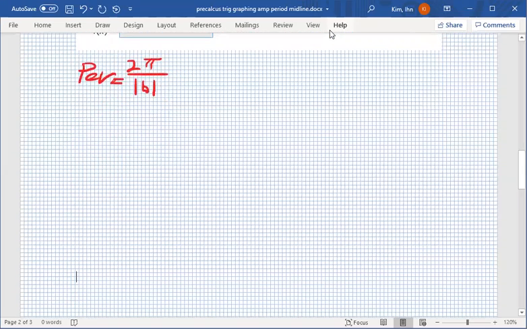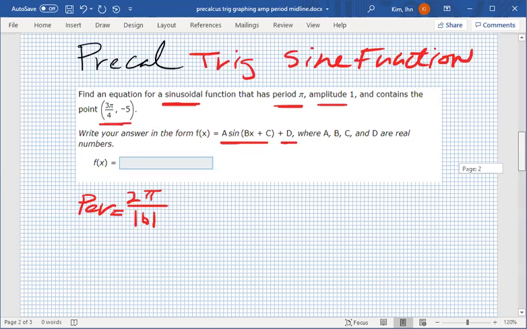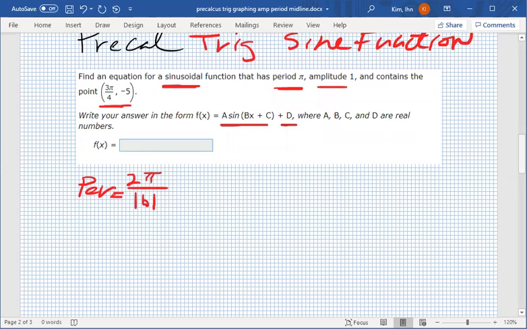And you know that that has to equal pi. So b has to be what? Well, if I cross multiply, pi cancels out, so b has to be 2. So the b value right here is going to be 2.